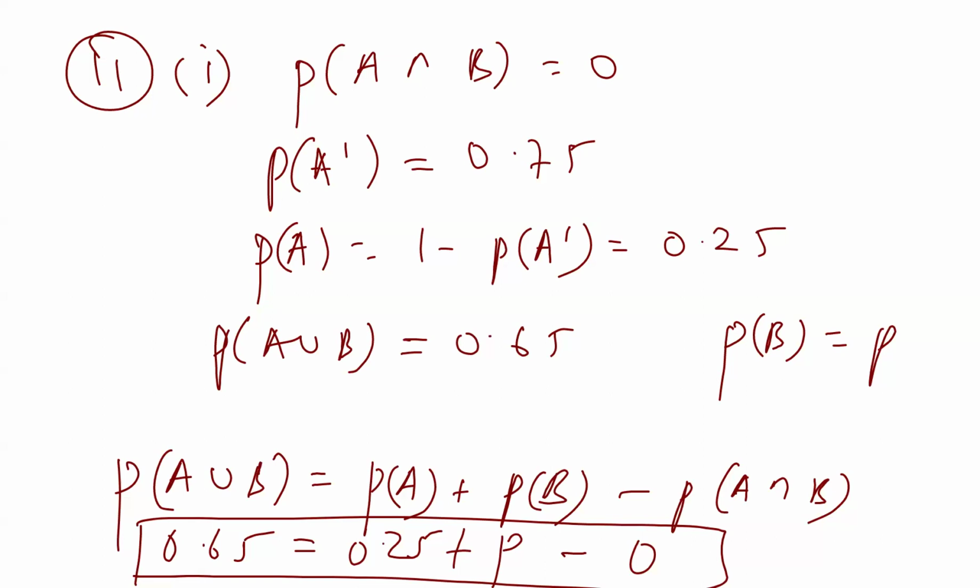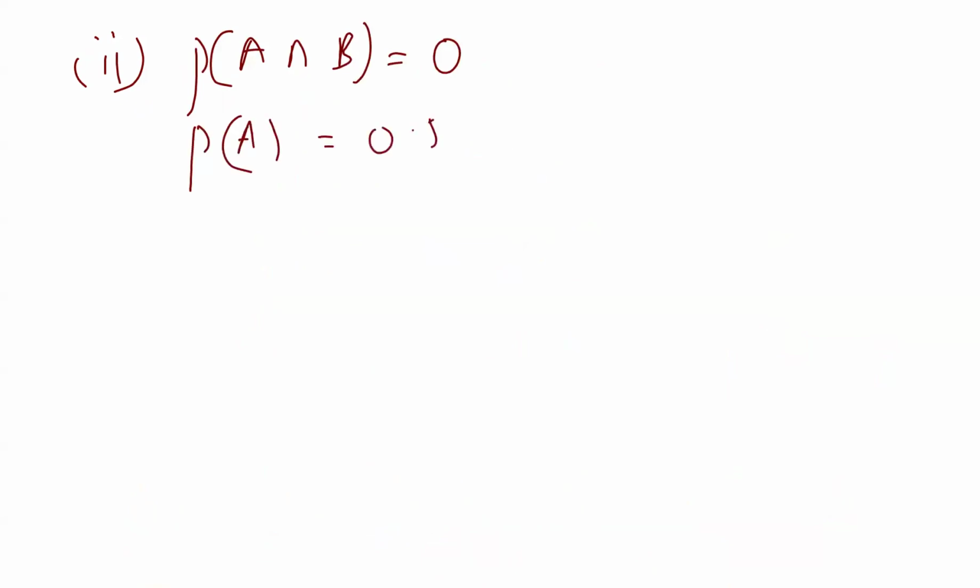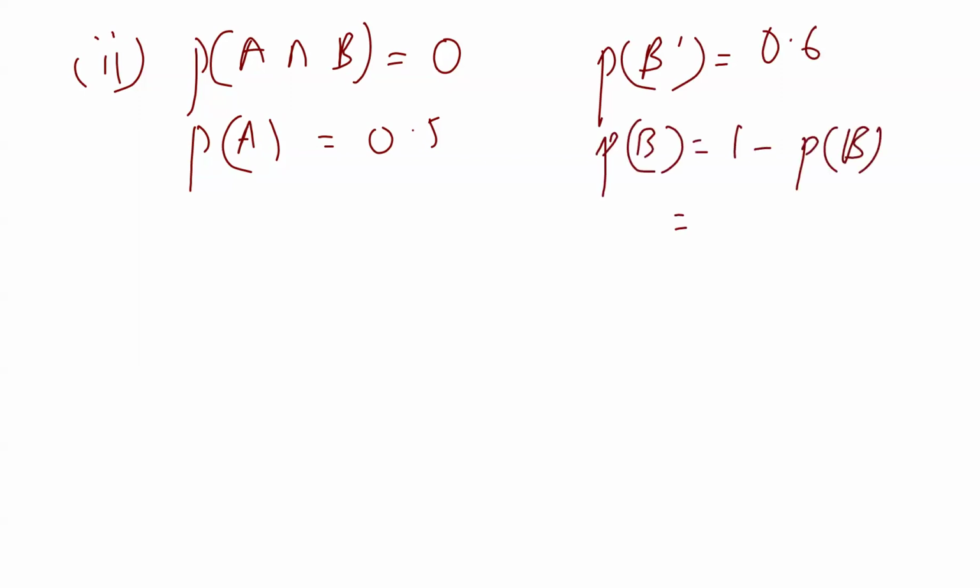Okay, fine. Second sub question. A and B are two mutually exclusive events, so P of A intersection B is equal to 0. P of A is 0.5. P of B dash is equal to 0.6. So P of B is equal to 1 minus P of B dash, 1 minus 0.6, which is 0.4.